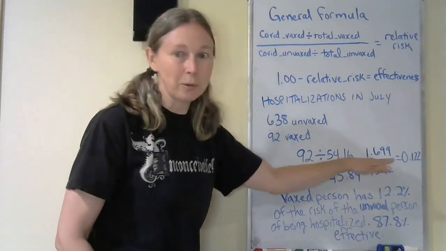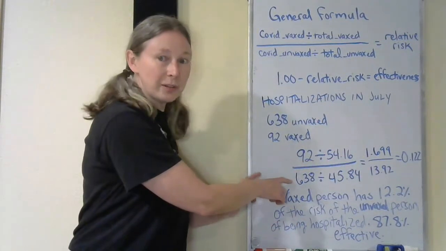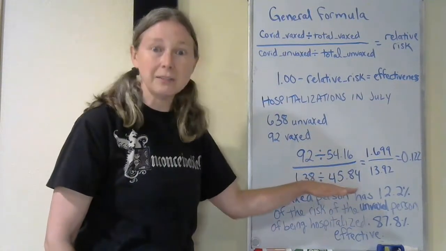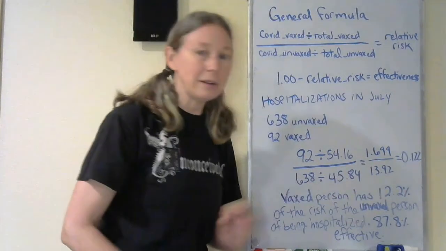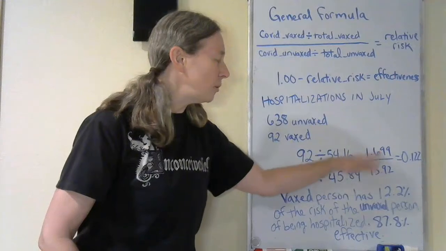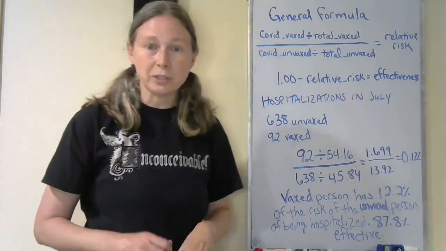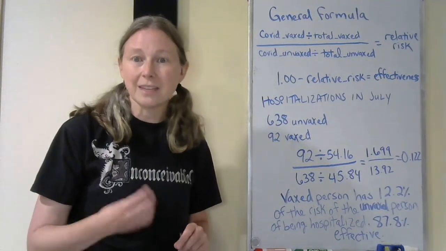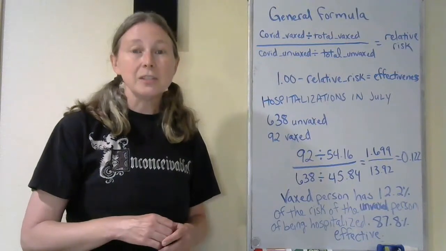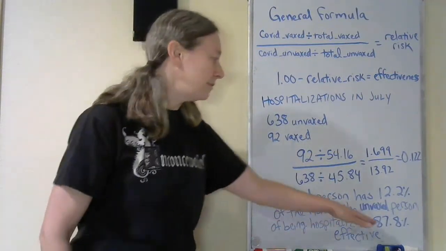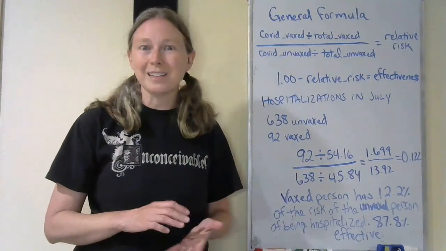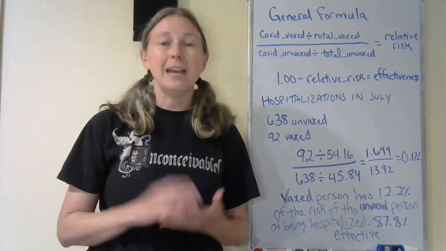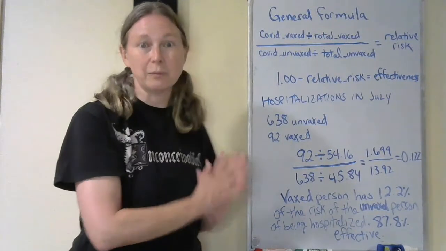And then you get this ratio, 1.699. Do 638 people who were hospitalized unvaccinated, divided by 45.84, that's the percent of unvaccinated people in Colorado, and I get the ratio of 13.92. If I take those two quantities and divide them, I get the number 0.122. That means that a vaccinated person has 12.2% of the risk of the unvaccinated person of being hospitalized. So if I do 100% minus that, that means the effectiveness of the vaccine at preventing hospitalization is 87.8%. It's 87.8% effective at preventing hospitalization using this real-world data from July.